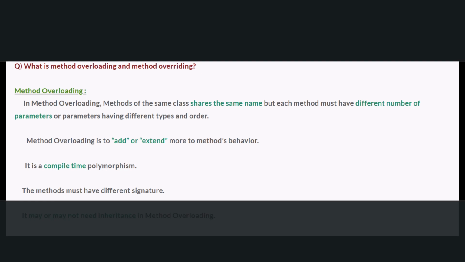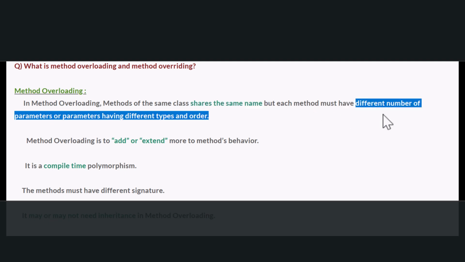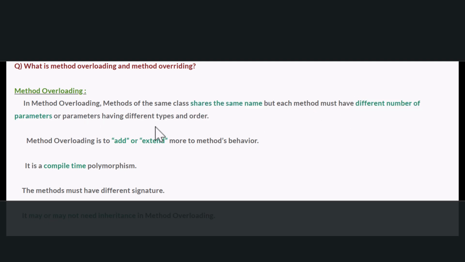What is method overloading and overriding? Method overloading is basically methods of the same class sharing the same name, but each method must have a different number of parameters. Method overloading is to add or extend a method's behavior. It is basically compile time polymorphism, whereas method overriding would be runtime.